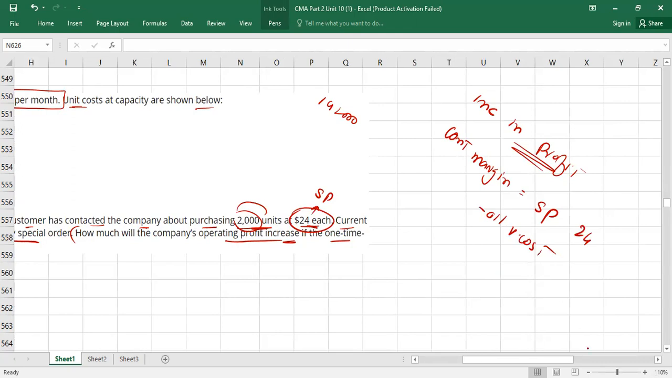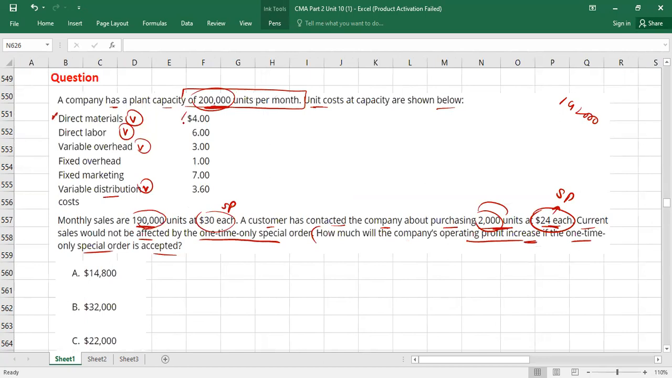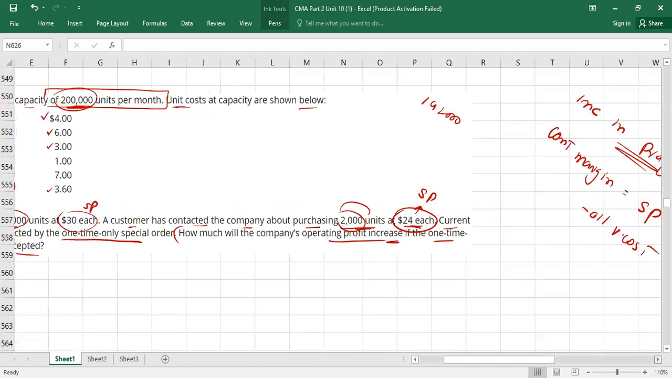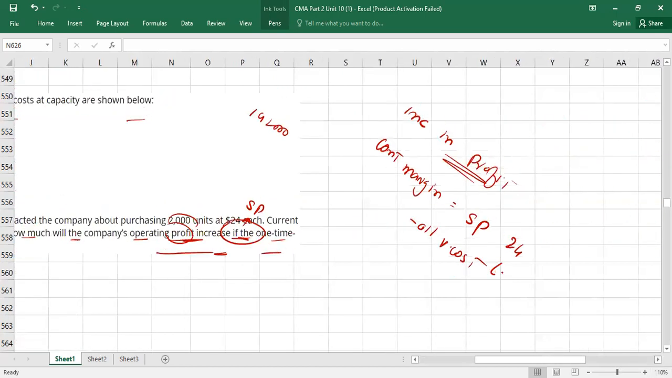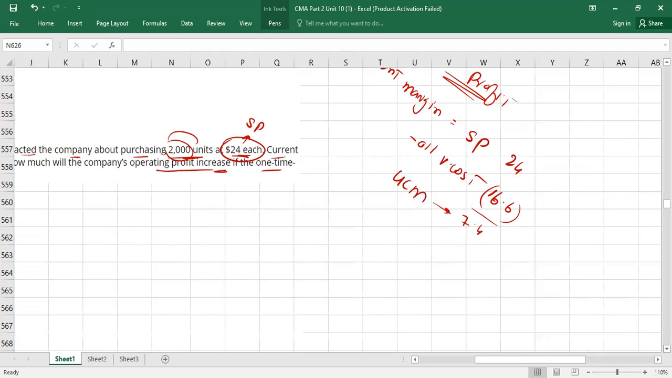So we take sale price minus variable cost. Variable cost is what? 4 plus 6 plus 3 plus 3.6, so it is 16.6. If you deduct that from 24, this gives you 7.4. So this is the unit contribution margin. Obviously, guys, this is the profit you will earn on each unit.